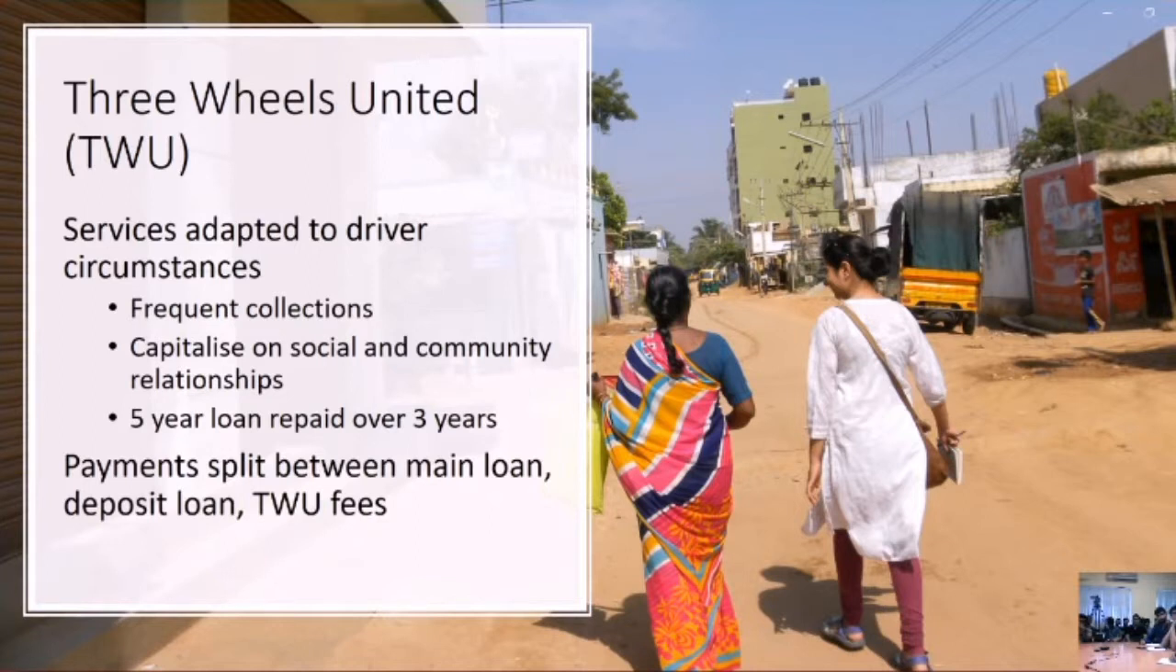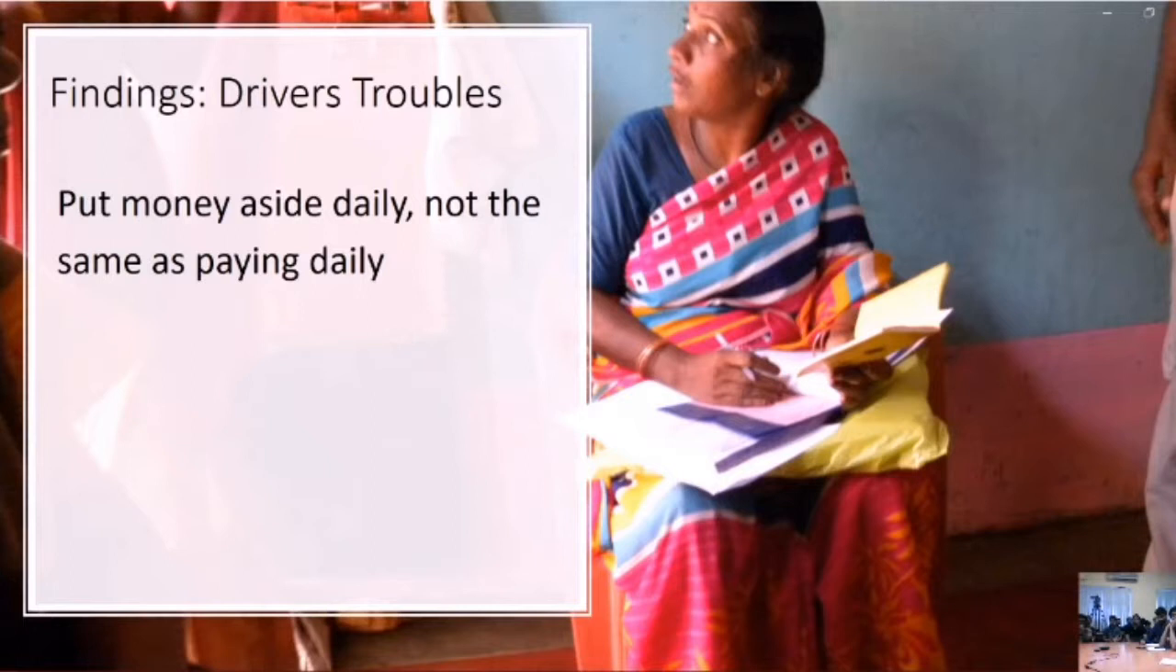And then this is important for the app. The payments are split between the main loan, so that's a big loan for your auto. Drivers take out a loan for the deposit because most can't raise enough cash for the full deposit. And then they pay fees to TWU on a monthly basis.